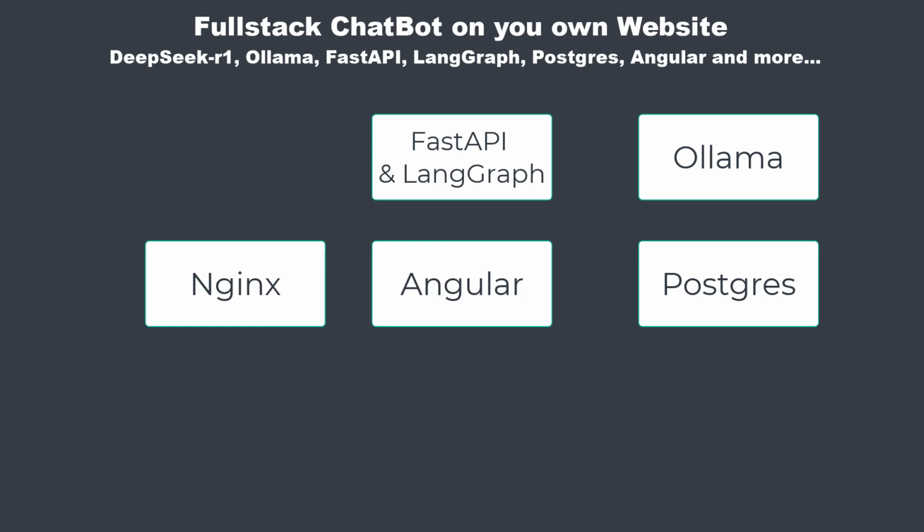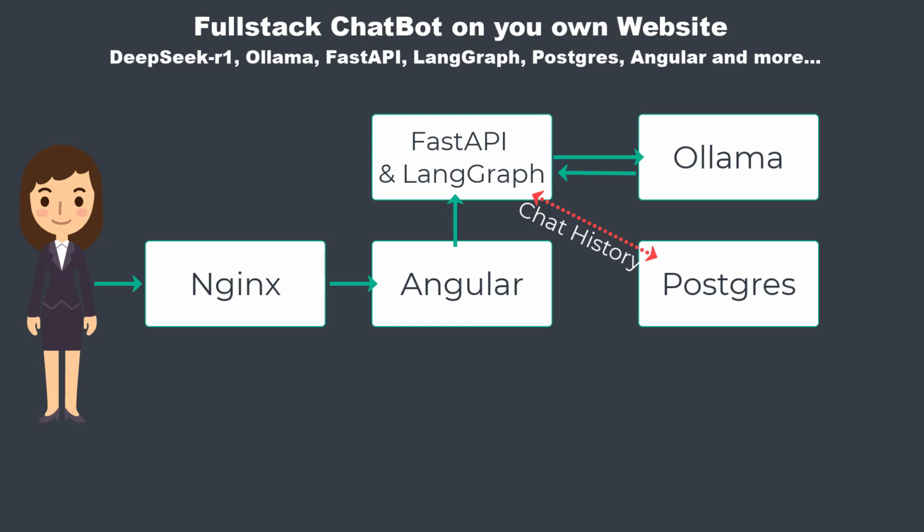So here's the big picture of how it works. When a user opens the web application in their browser, it goes through Nginx to load the Angular frontend. Whenever they type a message, the frontend calls the FastAPI backend, which then communicates with Ollama to run the DeepSeek-r1 model. Ollama sends back the response to the backend, and then the backend returns that to the frontend, where the user can see the chatbot's reply.